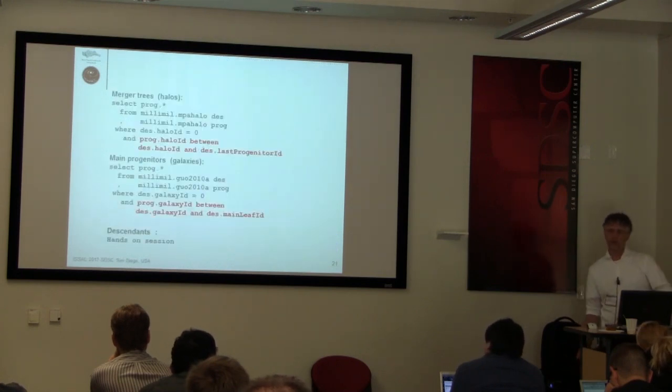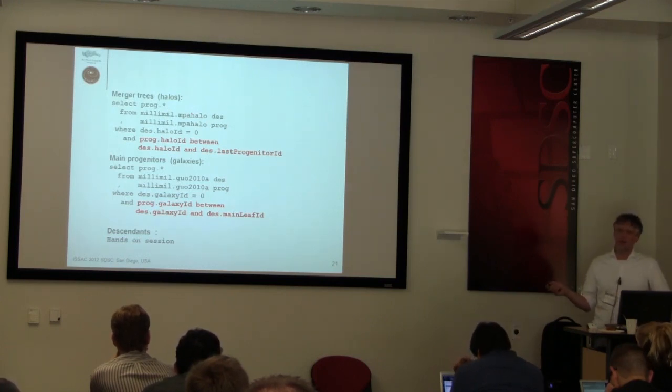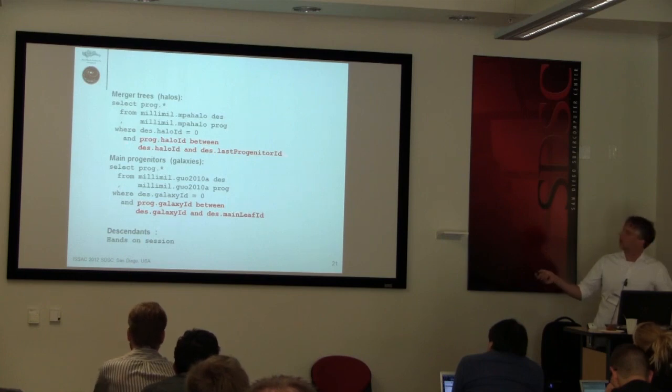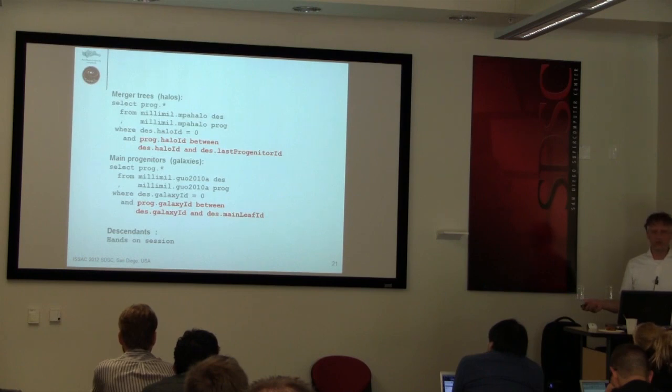So the kind of queries that you would run are the following. For example, if I just want to have a complete merger tree, this is a query that you will be able to run against the database here in-house. I want to find, for a given halo, halo number 0, where I call here des for descendant, a complete merger tree. So I join the two tables to each other. I select the descendant with halo ID 0, and then from the progenitors I find the ones with halo ID between the descendant halo ID, which will be 0, and this last progenitor ID, which we don't know right now, which is why we have to bring that halo in. And then I find the progenitors.